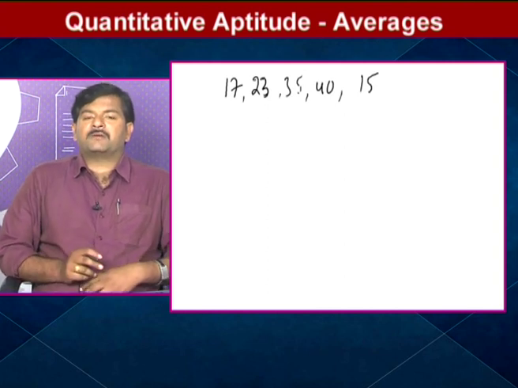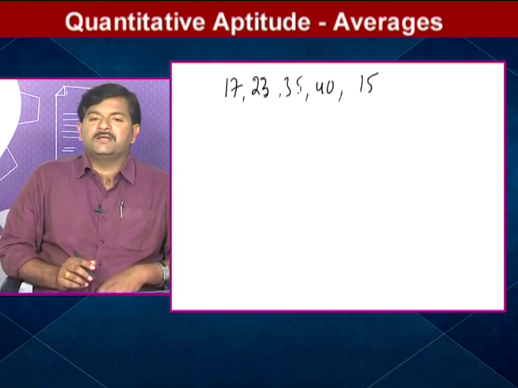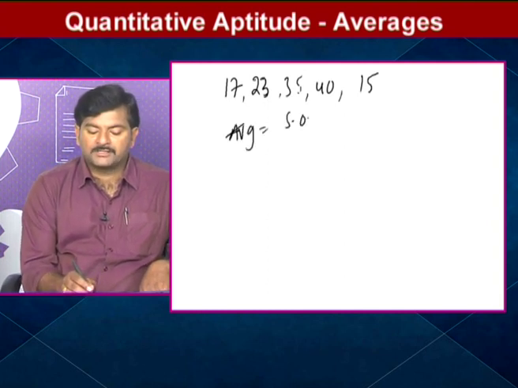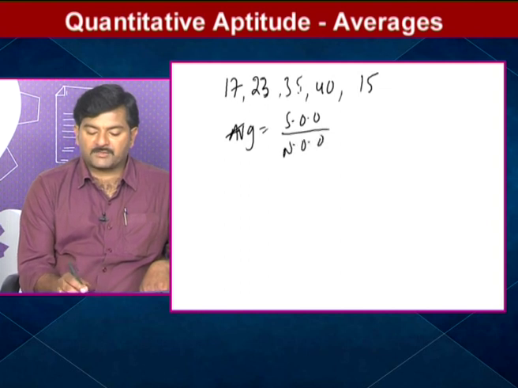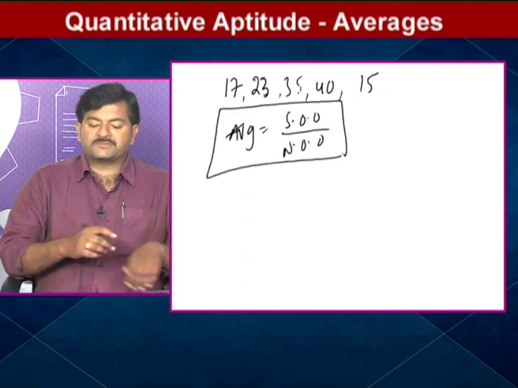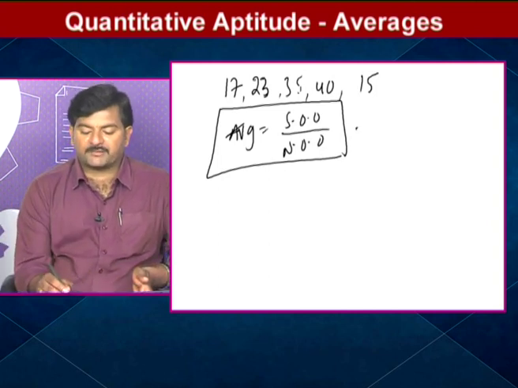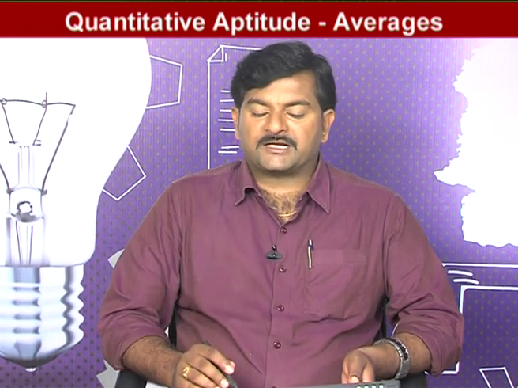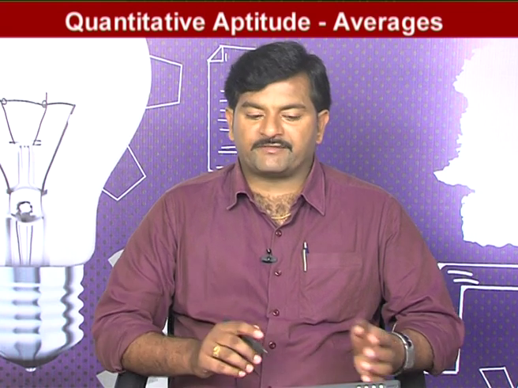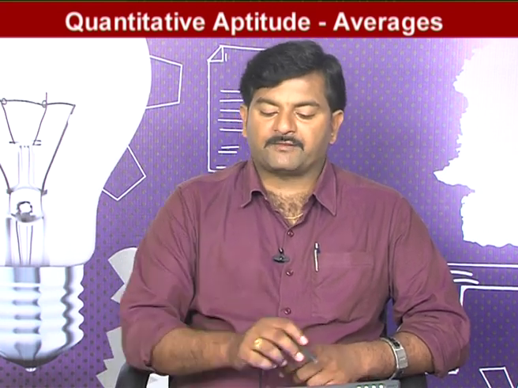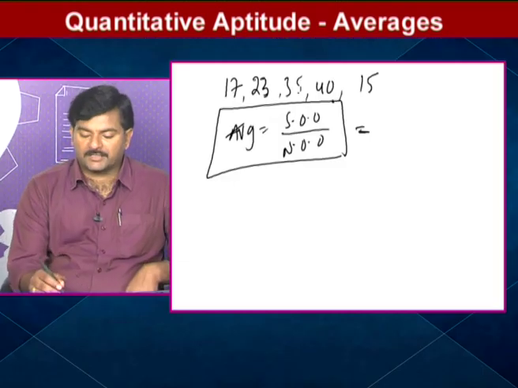So the formula here is simply: average equals sum of the observations by number of the observations. Just keep in mind the sum of the observations. 17 plus 23 plus 35 plus 40 plus 15. We should do everything. 17 plus 23, how much am I getting? It's clearly 40. 40 plus 40, 80. 80 plus 15 means 130.